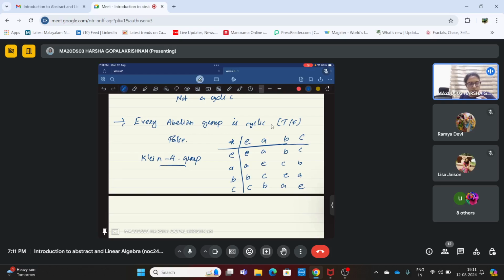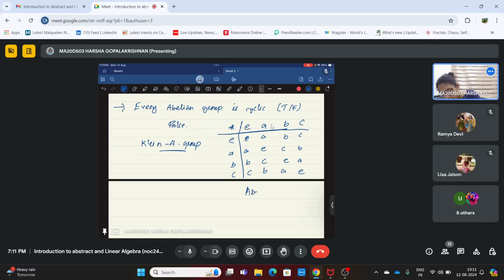So clearly you can see, if I am seeing along the row or along the column, it is the same way. So what does that mean? It is abelian because A star B is C, B star A is also C, correct? So this is an abelian group. The Klein-4 group is abelian but not cyclic. So this is a very simple example. There will be more examples, but this is an example which is an abelian group but not cyclic.